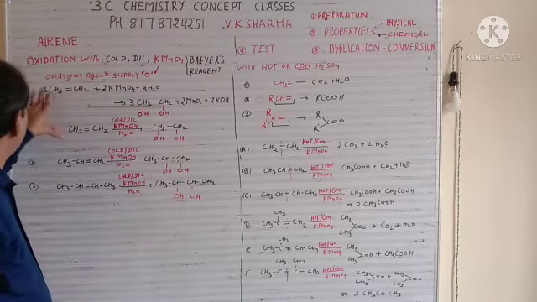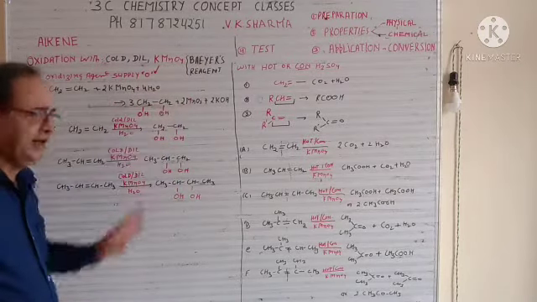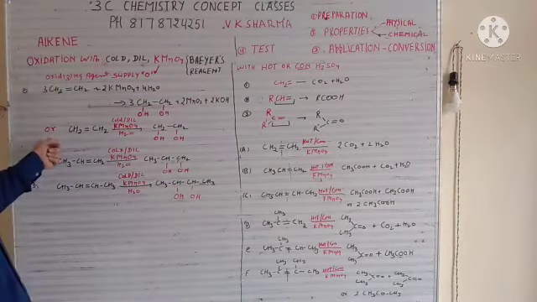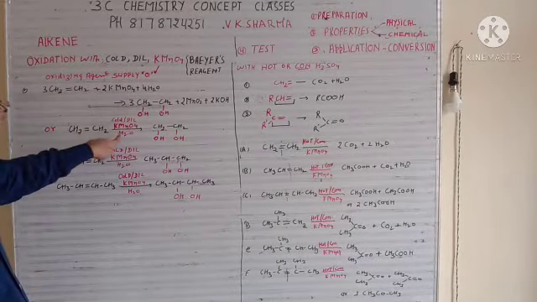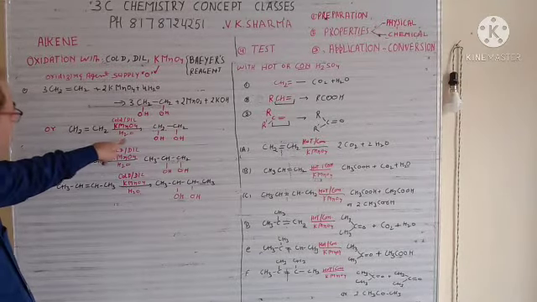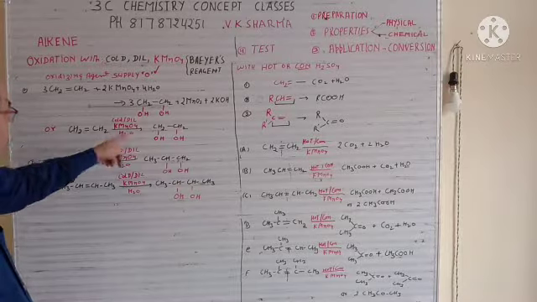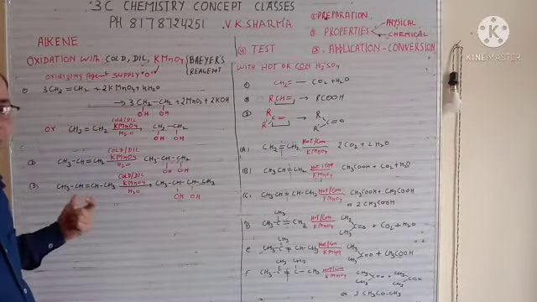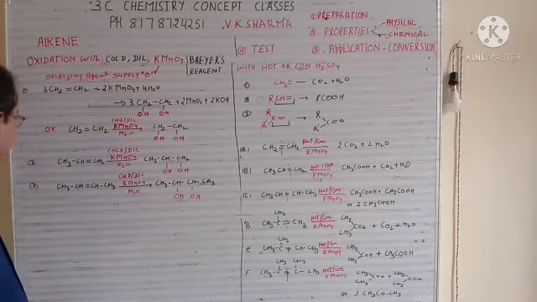Now suppose you want to do this reaction directly, you don't want to write the product in this way. You can do it this way also: CH2=CH2, on the arrow put KMnO4 and H2O. That will give you diol. So this way and this way, both you can write, both are acceptable in the examination.